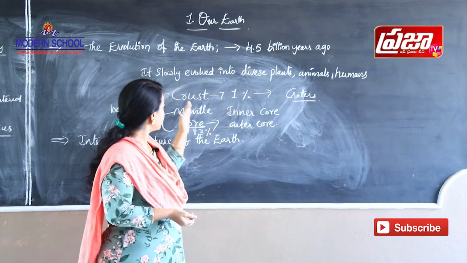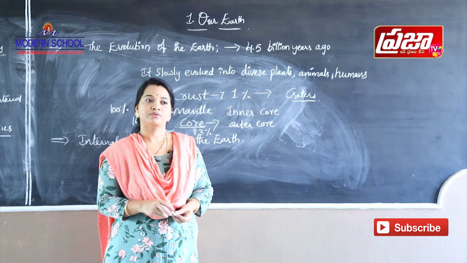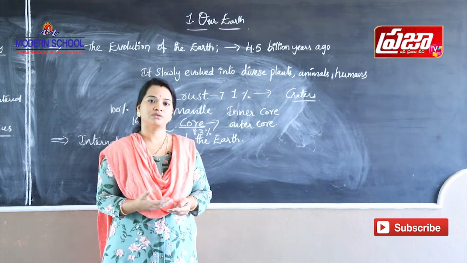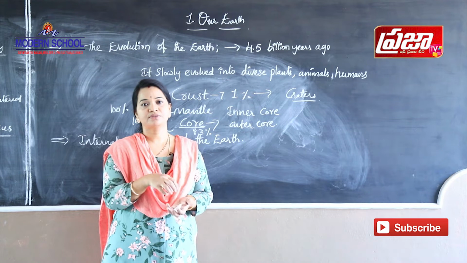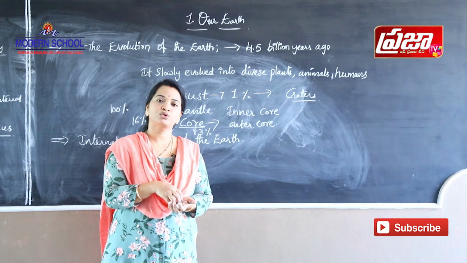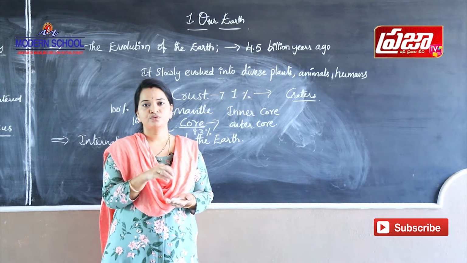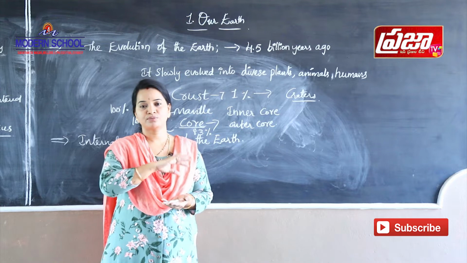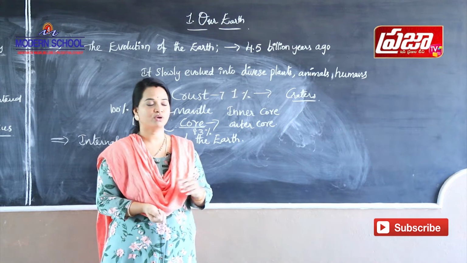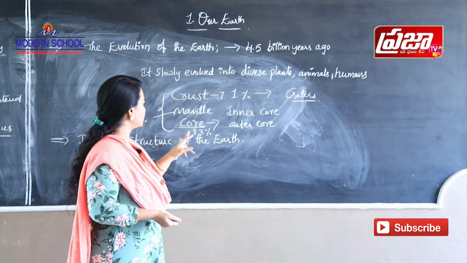How were these 3 layers formed? When the earth started forming, the heavier particles went down and formed the core, and the semi heavier particles in the middle formed the mantle, and the lighter particles came up like a small thin layer that we call the crust. So earth has 3 layers, that is crust, mantle and core.